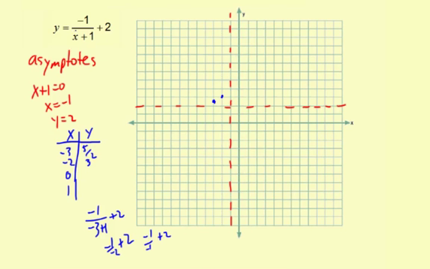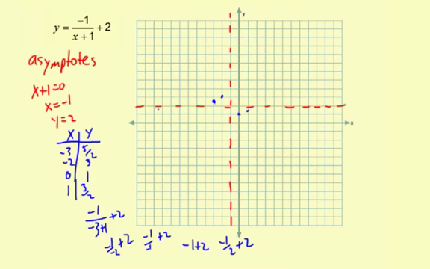Input is 0. That's easy. Negative 1 divided by 1 is negative 1. So then you have negative 1 plus 2, which is 1. So I have 0, 1. Input a 1. Negative 1 over 1 plus 1, which is 2. That'll be negative 1 over 2 and then plus 2. So that's going to be 3 halves, or 1.5. So 1 and then 1.5 right there. 3 halves.